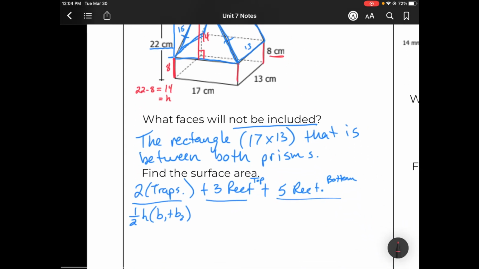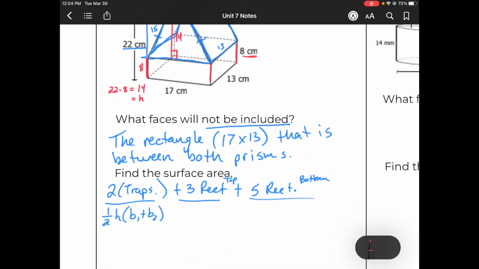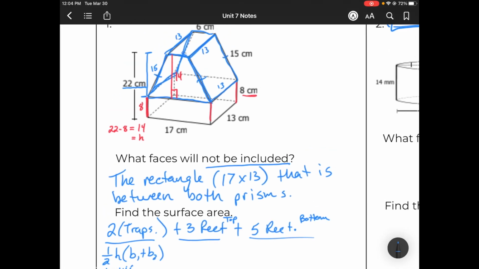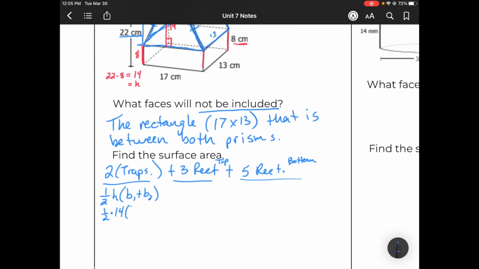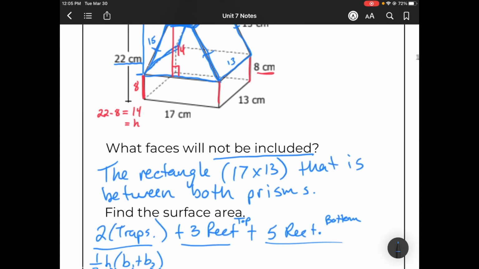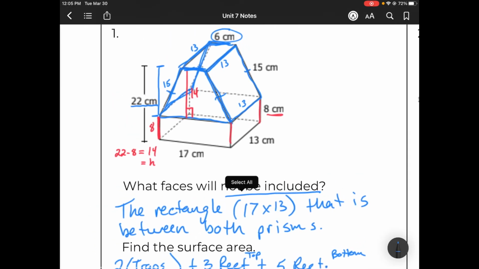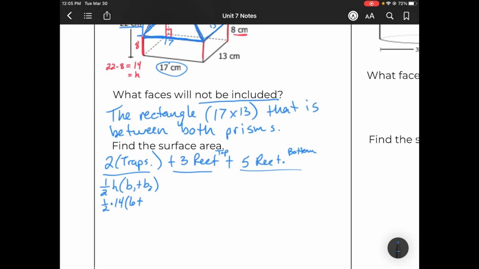Okay? So I'm going to do, for the area of a trapezoid, 1/2 times 14 for the height. Base 1 of the trapezoid is this, it's also 6. Base 2 of the trapezoid, sorry, I'm kind of zooming in all over the place. That's my base 2, which is also 17. And then I could simplify that.